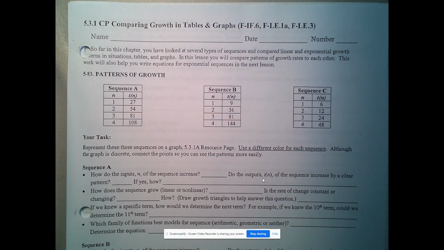All right, so we are going to look at some different growth tables, patterns of growth. So far, we've looked at several types of sequences. We've looked at linear growth and exponential growth. We've looked at tables and graphs, and we're going to compare patterns of growth rates to each other. It'll also help with writing equations for exponential sequences in the next lesson.